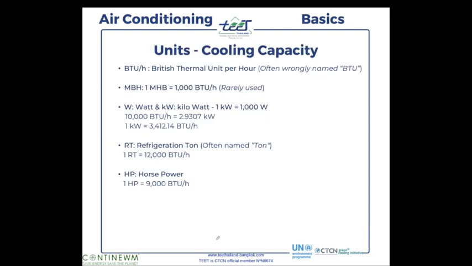So just some units to remember. BTU per hour is British thermal unit per hour. The cooling capacity is always BTU per hour. And I wrote, often wrongly named BTU, because when you ask a lot of engineers, they say, oh yeah, I have a 60,000 BTU air conditioning. No, it's BTU per hour. It's just a short way to say the same thing, but it's good for you to know, because in general, they don't really know, and when it comes to making the calculation, they make some mistakes sometimes.